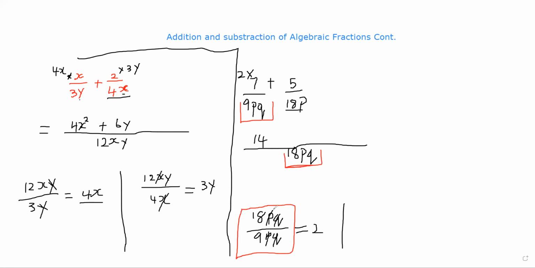And you notice we have terms canceling each other, right? So the P will cancel with the P and the Q will cancel with the Q. So all you have to do is divide the numbers. 18 divided by 9 will give me what? 2, right? Good. And we use the 2 and multiply it by the numerator, which is 7. So 2 times 7 is 14.